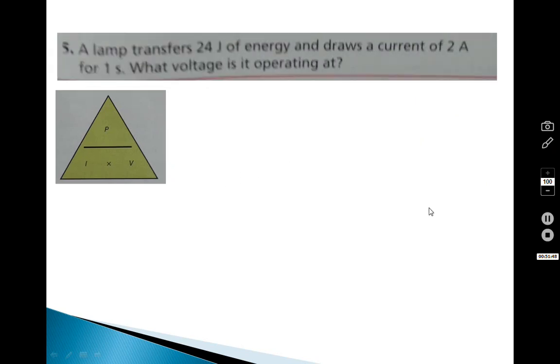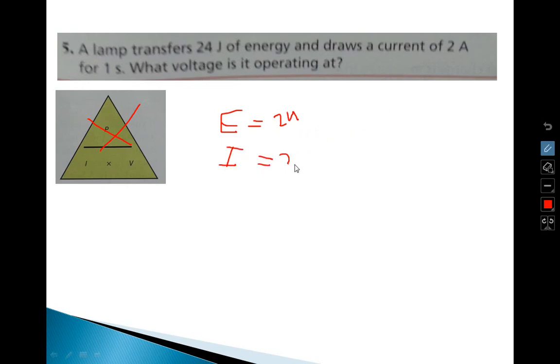Number 5. Again, we used the wrong one, sorry for that. We have a lamp that transfers 24 joule of energy. So E is equal to 24, and draws a current of I equal to 2 ampere for 1 second. Time is 1 second.